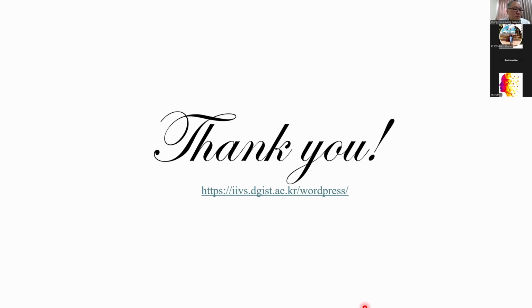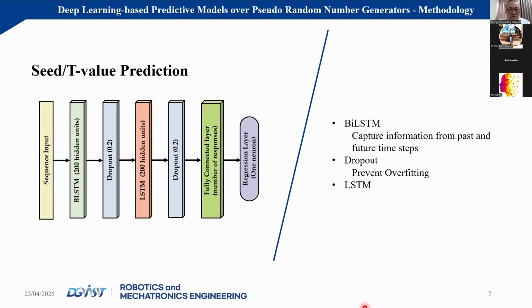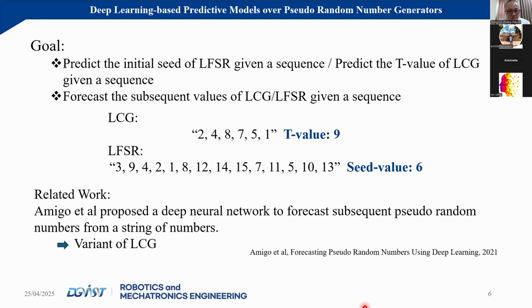I think it is a very interesting study. Did anybody before you conduct this kind of research? This is my question. So we had this one person who did the research for predicting the next value using a variant of LCG using a deep neural network. Yes. Oh, so that's your contribution, right? Yes. Okay, thank you. Very good, very good.